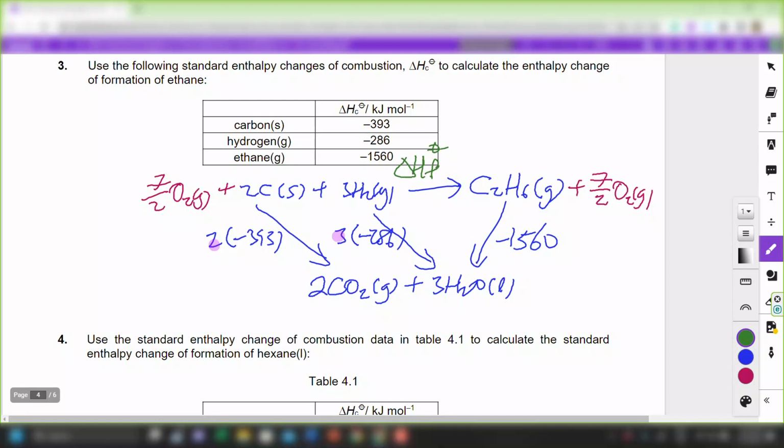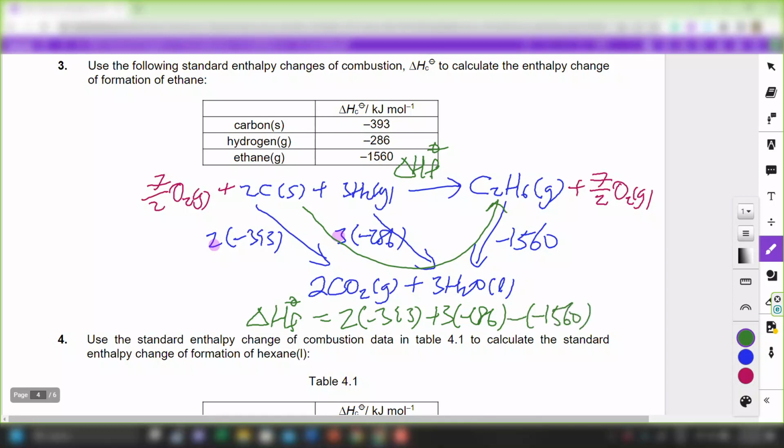So I'm going to do the same thing. So the enthalpy change of formation of ethane is actually equal to, so again, I'm going to go like this. Okay, so against the flow of the arrow, or is it going with the flow of the arrow? So that will be 2 multiplied by minus 393 plus 3 multiplied by minus 286, and then minus 1560. Okay, so I'm going to punch my calculator. I'm going to get minus 84 kilojoules per mole.